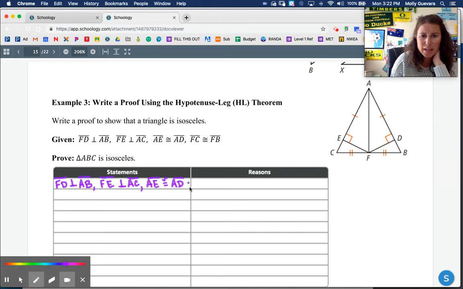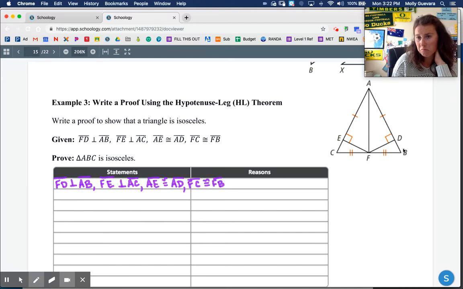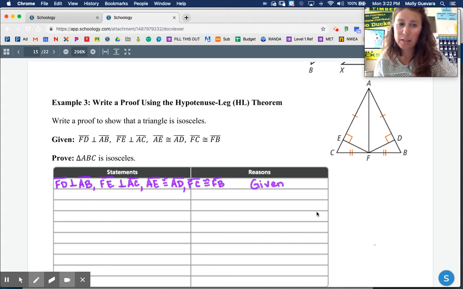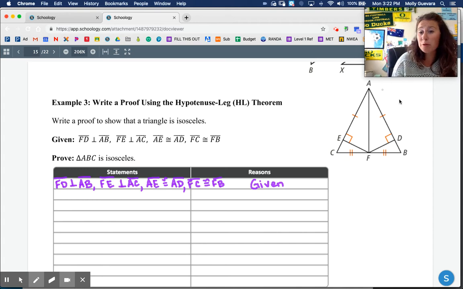And I'm given that FC is congruent to FB, which again, they gave me because of the tick marks. And I know all of these things because they were given to me, right? They told me. And I'm trying to prove that ABC, this whole triangle, is isosceles.